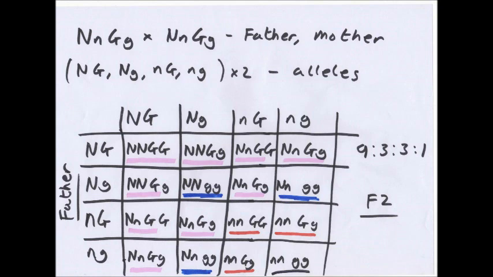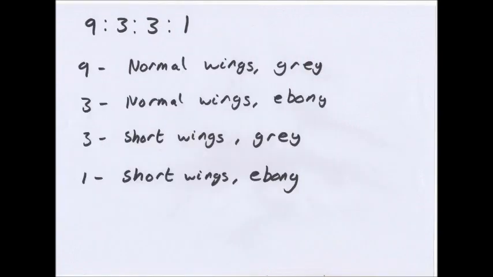So you'll get 1 fully recessive organism, that's the black underline. 3 organisms with recessive N but dominant G, that's red. 3 dominant N's, recessive G's, that's blue, and 9 dominant N's and dominant G's. This is the F2 generation. So if we look at what those phenotypes are, now 9 will be normal wings, because that's the dominant one, and grey, because that's the dominant colour. 3 will be normal wings, the dominant wing, and ebony colour, the recessive colour. 3 will be short wings, the recessive wings, and grey colour, the normal colour. And 1 will have short wings and ebony colour, the recessive of both.